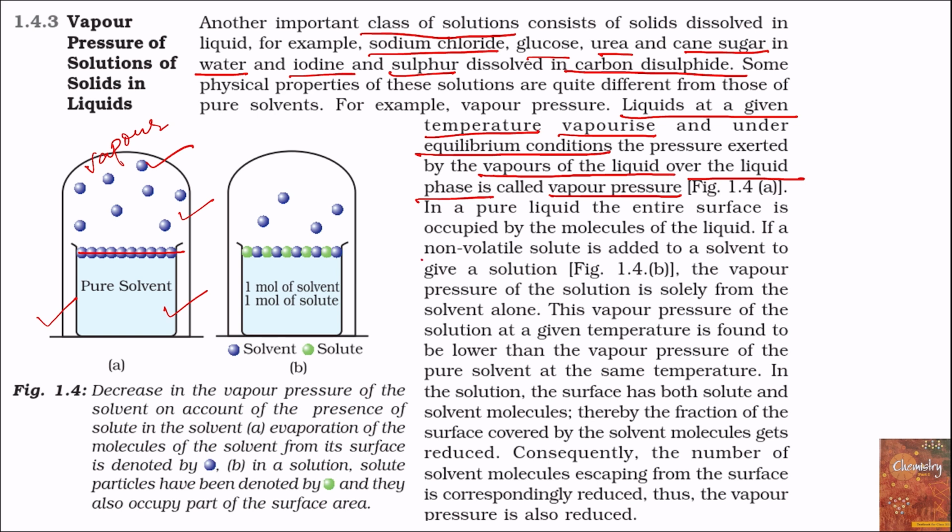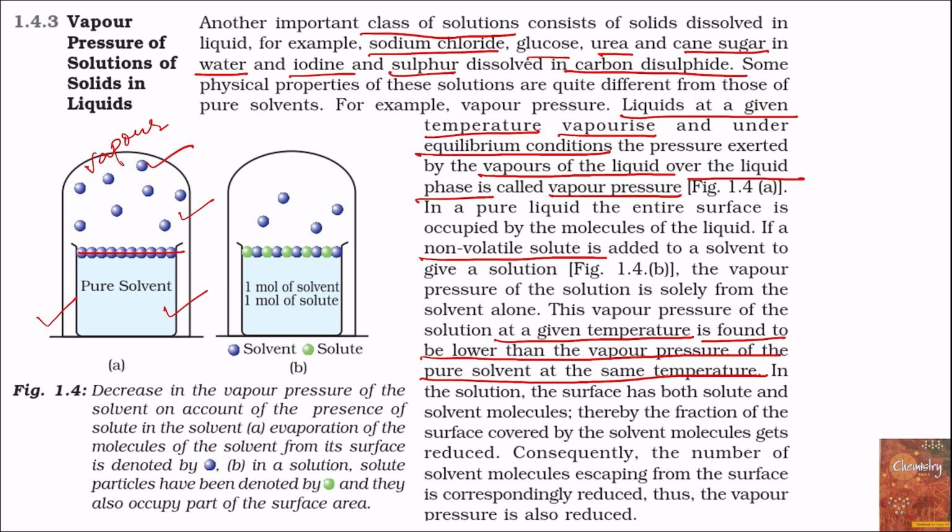Now suppose a non-volatile solute, for example sodium chloride, is added to a solvent to give a solution. The solute is non-volatile, which means it does not go into the vapor state. The particles of the solute do not change into the vapor. So what happens when a non-volatile solute is added to a solvent? The vapor pressure of the solution at a given temperature is found to be lower than the vapor pressure of the pure solvent at the same temperature.